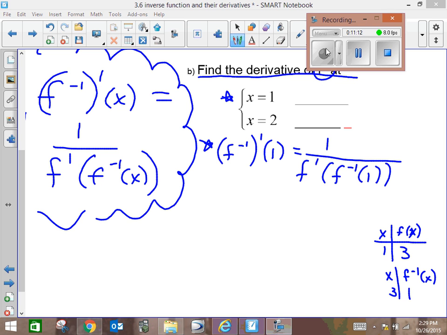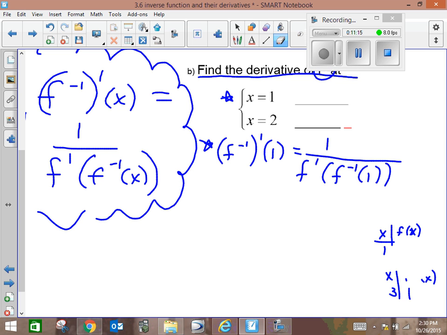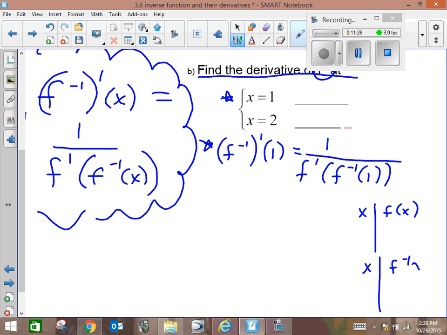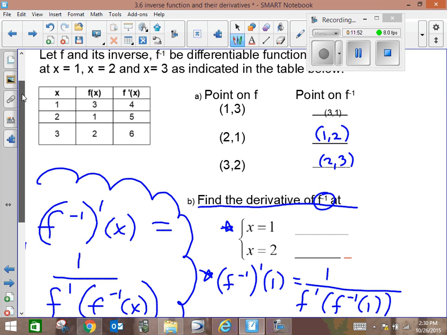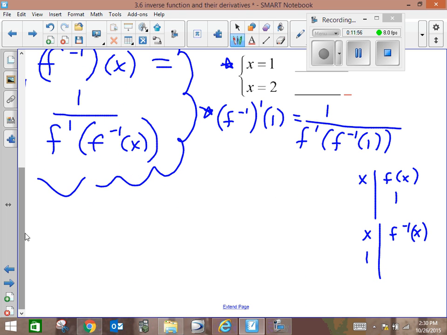Okay. We're back. So let's see. Oh, big eraser. All right, x, f of x. x, f inverse. We need to know when the inverse is 1, so the x is 1 on the inverse. If x is 1 on the inverse, it's the y on the regular function, because that's what inverse does. So which one ends in 1? It's going to be this one, so this is 2. This piece right here is f prime at 2.